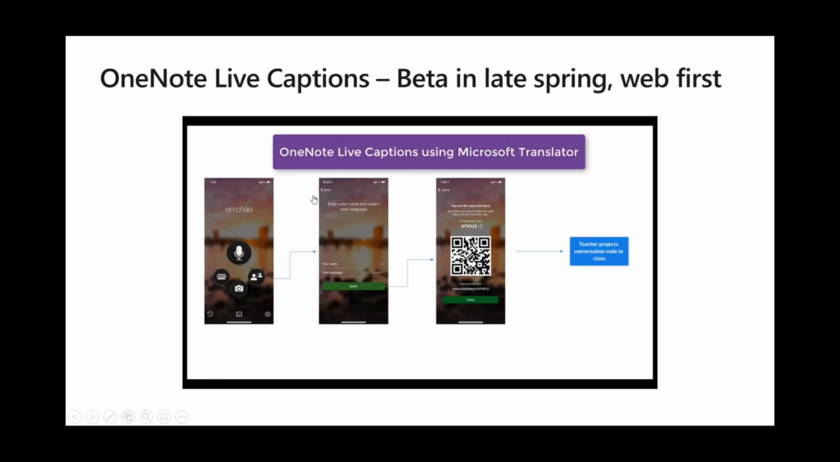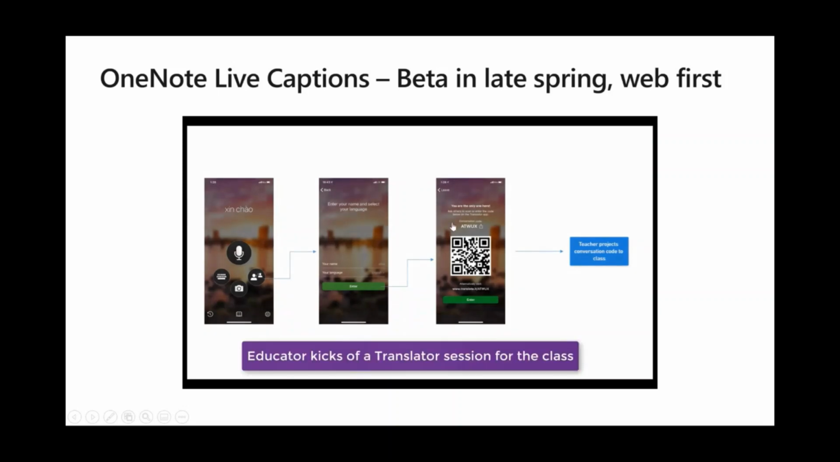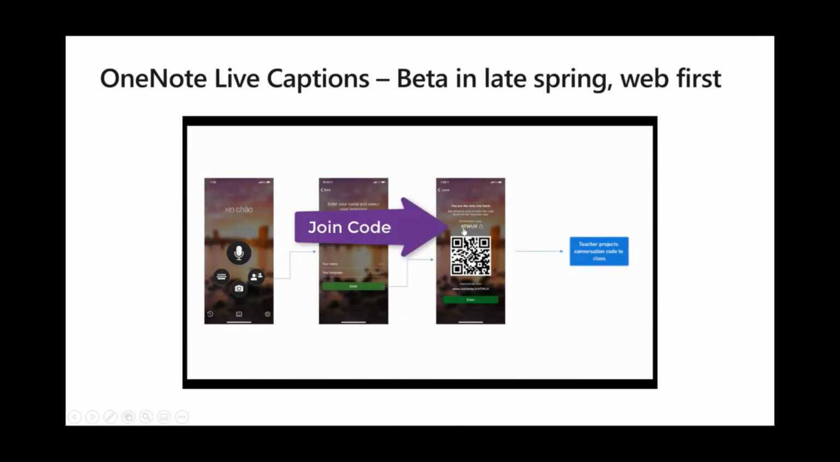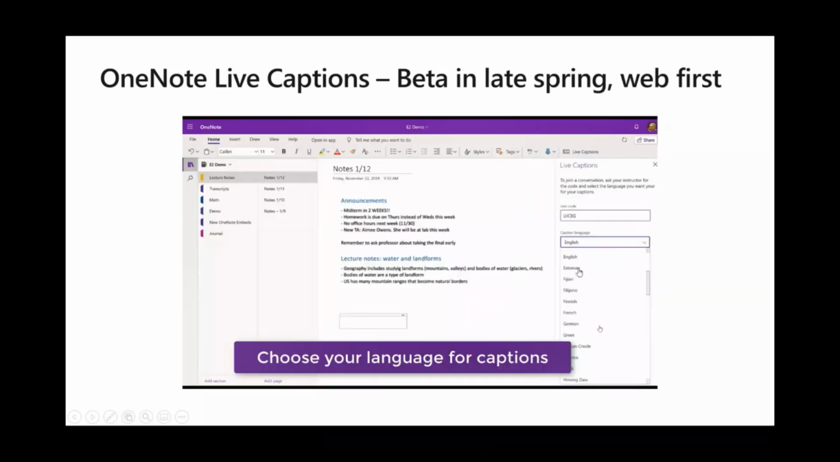Imagine we have Teacher Troy, the teacher or the professor, and he starts a translator session. I'll do this demo here. Teacher Troy generates a translator session and a join code right here, this 5-digit join code. Now student Mike would switch to OneNote for the web and click Live Captions, a new button. And he puts in this 5-digit code right here. Student Mike is now going to click English to start, and he clicks Join.